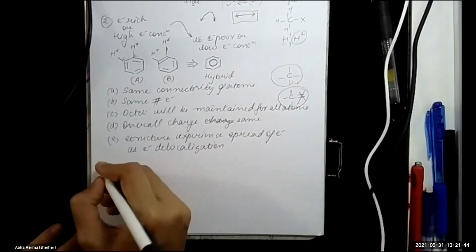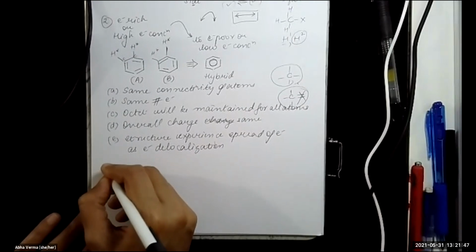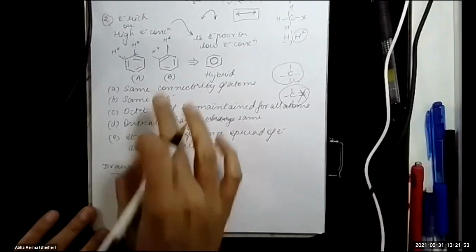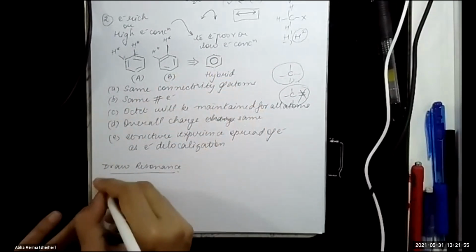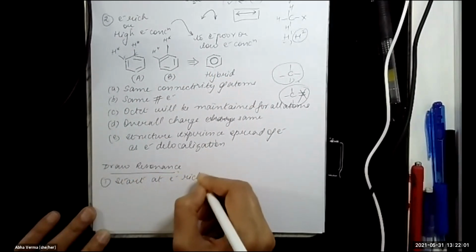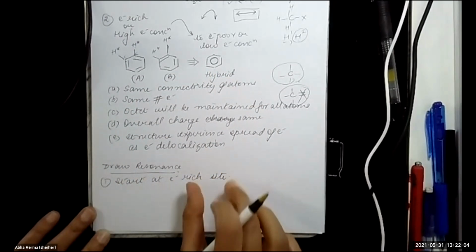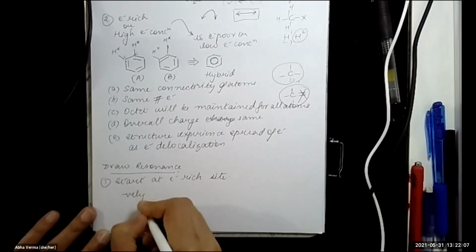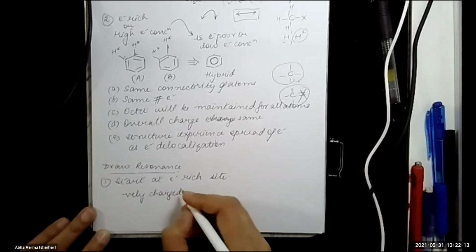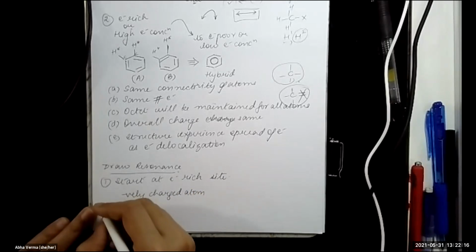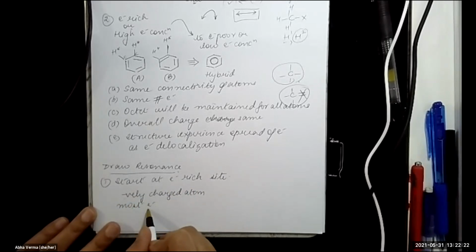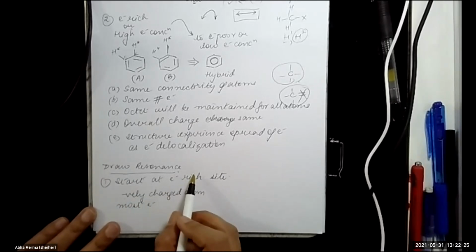So when you start making your resonance structures, to draw resonance structures we need to keep our rules in mind. But you also have to start at an electron-rich site. Who is the most electron-rich site? For all the molecules, a negatively charged atom will have the most electrons on it. Since it will have the most electrons on it, it will be the most electron-rich site.